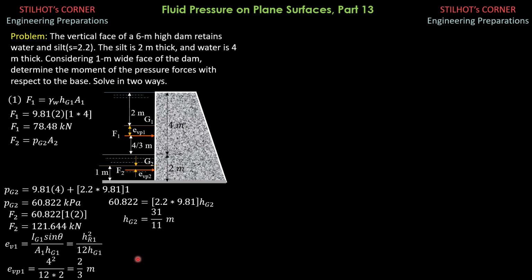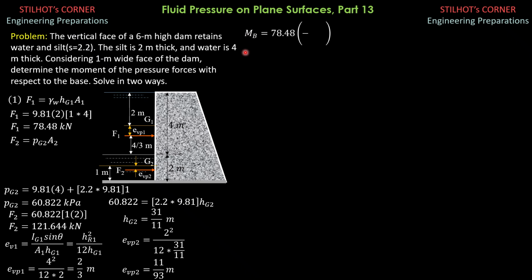We can now solve E sub VP2, which is equal to the height of the rectangle, so 2 squared over 12 times 31 over 11, and that is equal to 11 over 93 meters. We then set up the moment about the base or bottom. It is equal to F1, the moment arm of F1 is 4/3 plus 2, then plus F2, the moment arm of F2 is simply 1 meter minus EVP2.